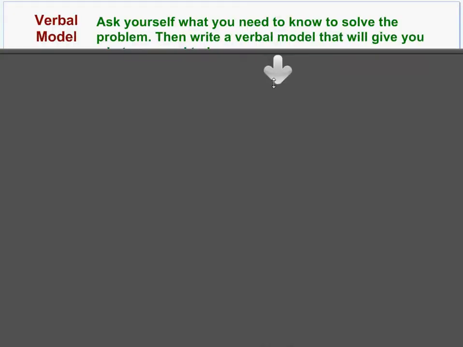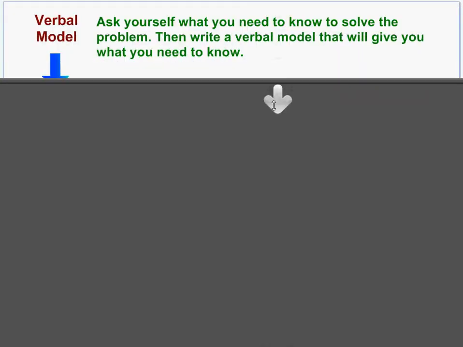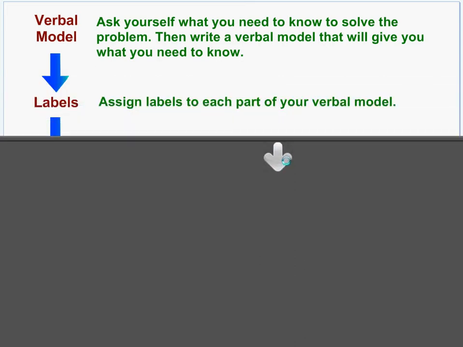Okay, so let's talk about what that means to have a verbal model. What you'll do is you'll ask yourself what you need to know to solve the problem. Then write a model that will give you what you need to know. So you're just going to analyze the problem, look at what you have, look at what you need, and figure out what kind of steps you need to take. After you have that figured out, you're going to assign labels to each part. So if you have, for your verbal model, 2 things being multiplied, well, each one of those items is going to need a label.